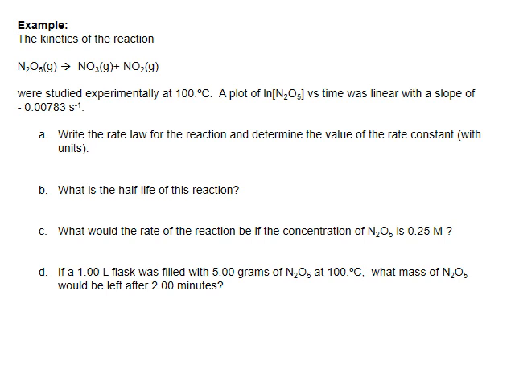The question has 4 parts. Write the rate law for the reaction and determine the value of the rate constant. Find the half-life of the reaction. Determine what the rate of the reaction would be if the concentration of N2O5 is 0.25 molar. And finally, a question that asks us to find the concentration or the amount of N2O5 at some later time.